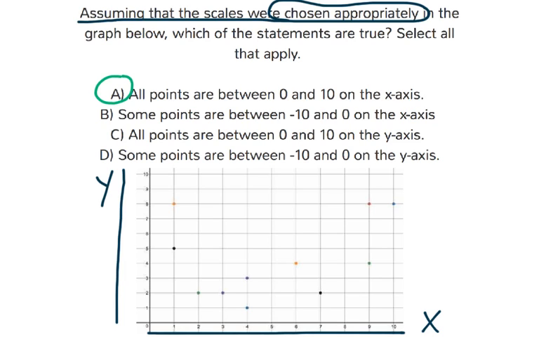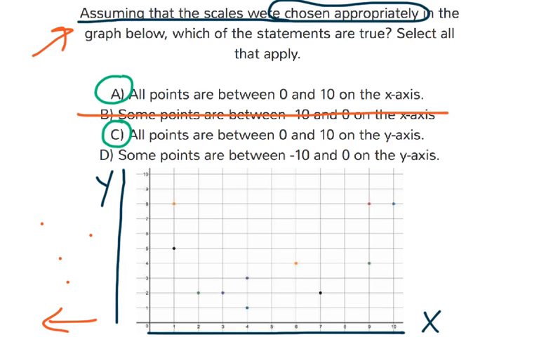B, some points are between -10 and 0 on the x-axis. Well, if they were chosen appropriately, they wouldn't have left any points out over here on the x-axis, because those would have been left out, and we don't want that. So if they were chosen appropriately, which we're assuming, remember, we're going to cross out B. C, all points are between 0 and 10 on the y-axis. Yeah, that makes sense, because if it was chosen appropriately, they're all shown.